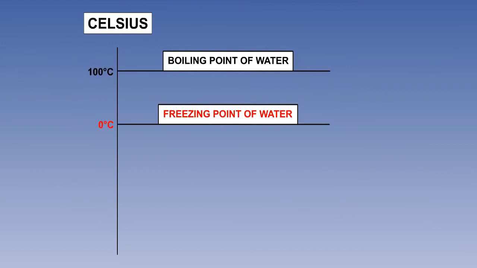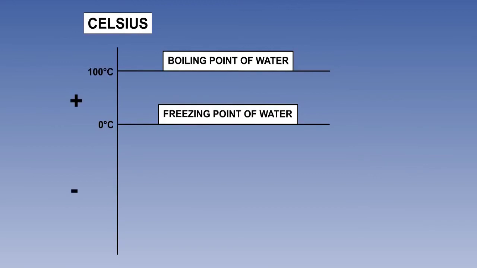However, the problem with the normal Celsius temperature scale is that it changes sign at 0 degrees Celsius, the freezing point of water. Numbers above 0 are positive, whilst numbers below are negative.